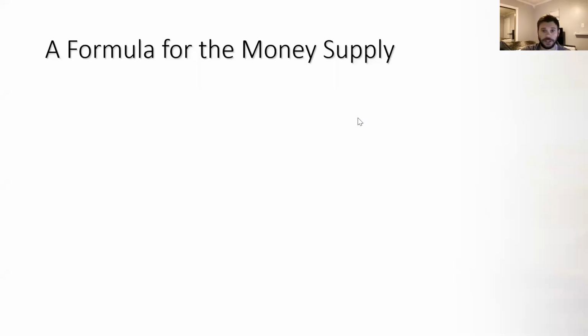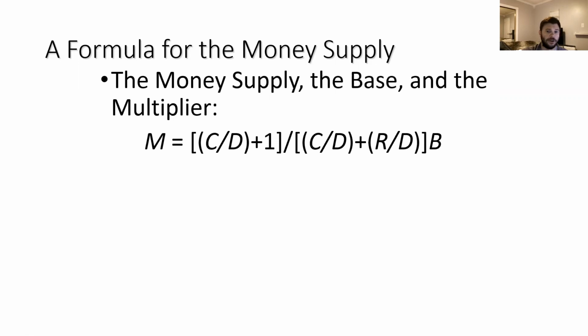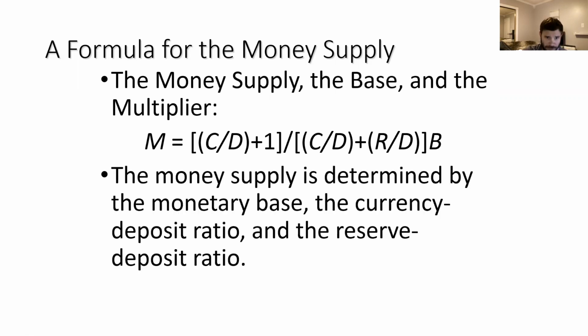Recall that in the last set of videos, we were able to relate the money supply, the monetary base, and the money multiplier in the following way. The M on the left side of the equation is the money supply. The whole term in the brackets, in the yellow rectangle, is the money multiplier. Note that the multiplier itself is determined by two factors that the Federal Reserve, or the central bank, doesn't really have control over.